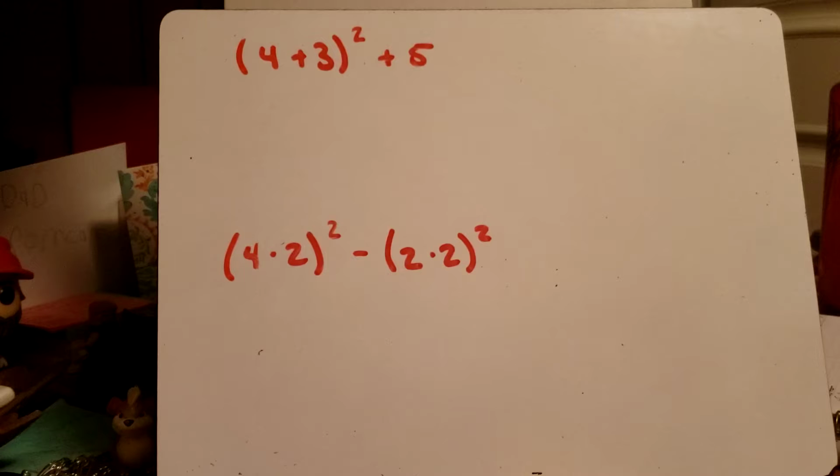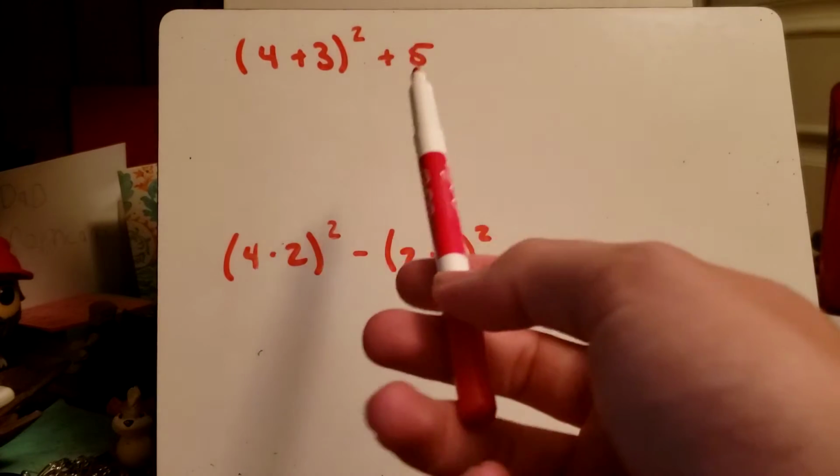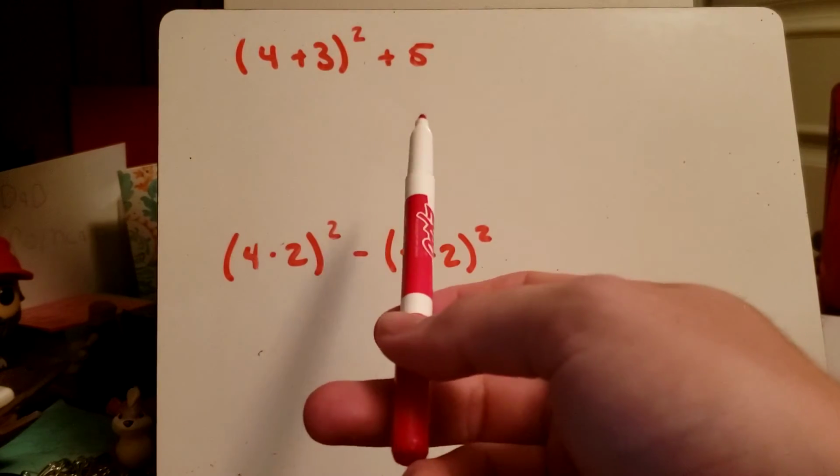So I've got 3 examples for us here, and we're going to work through each of them so you can see how I think about it and how I use order of operations. And then you should be good to go moving forward with your own coursework. So let's start with this first one up top here. We've got 4 plus 3 squared plus 5.